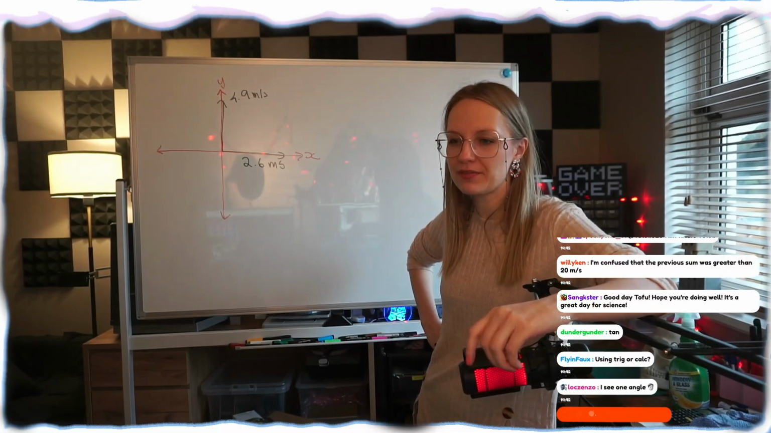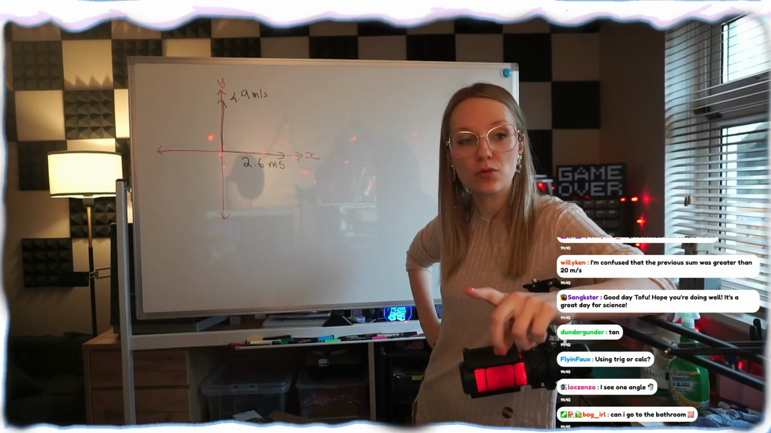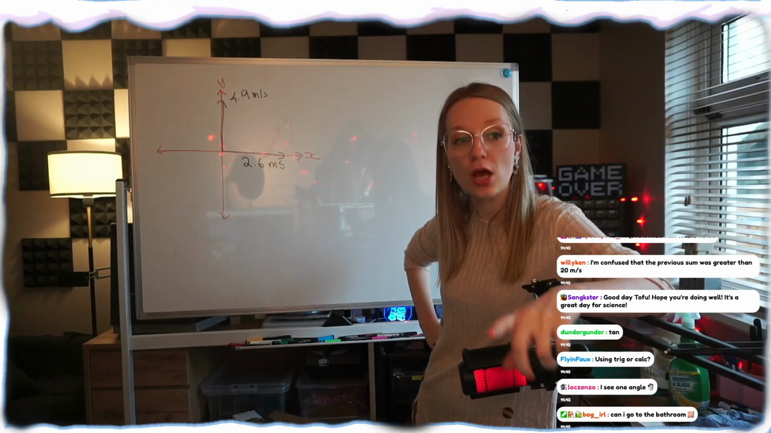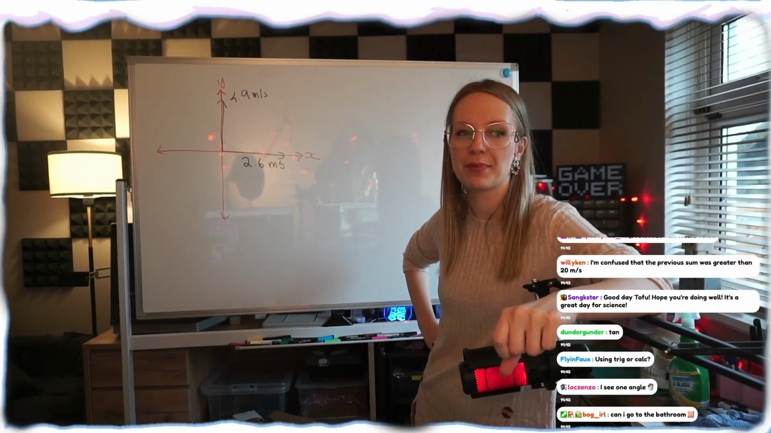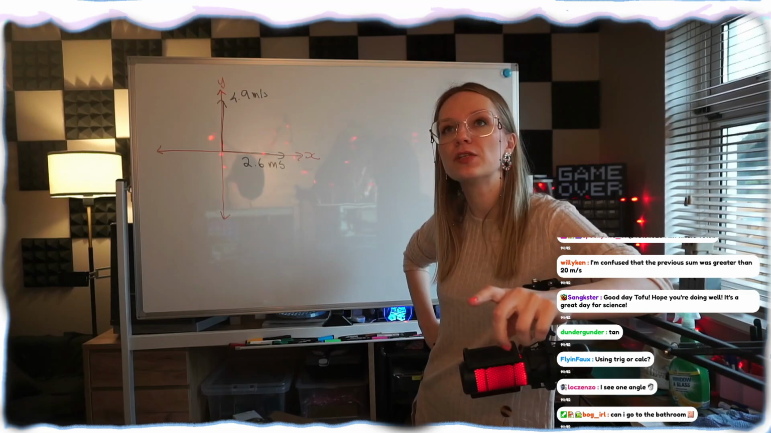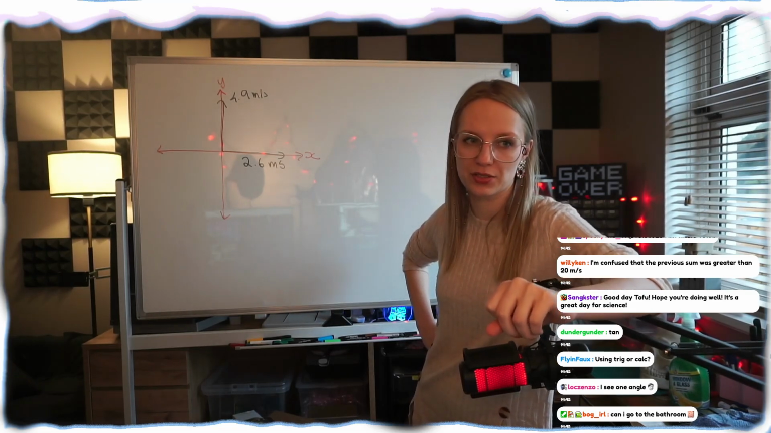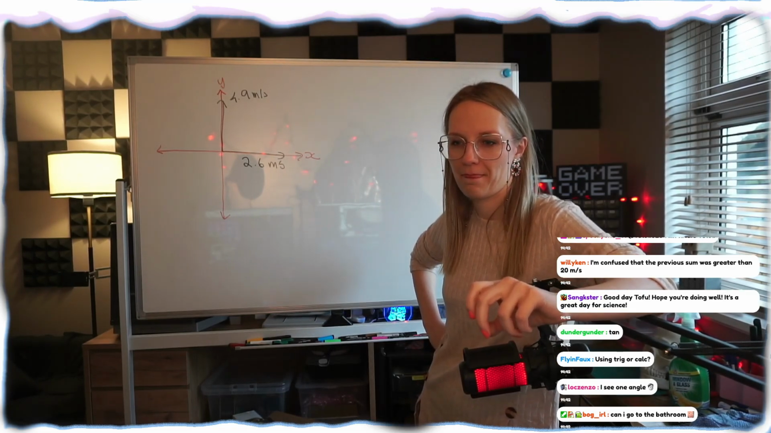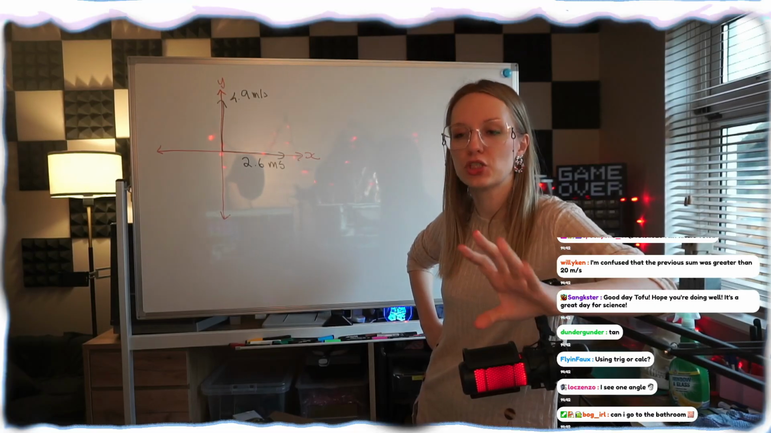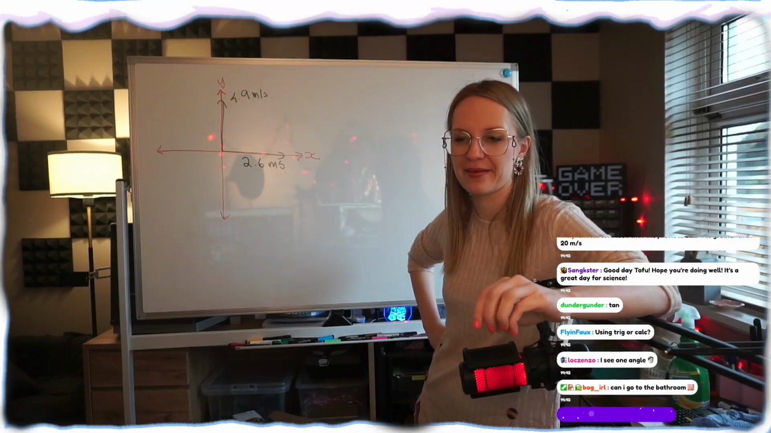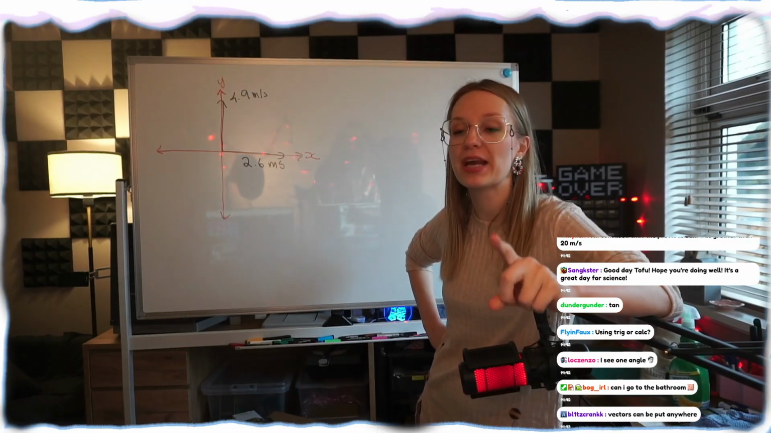I'm confused that the previous sum was greater than it. That's okay. It's okay if the sum of those two vectors is higher than the hypotenuse. But each individual vector has to be less than the hypotenuse. We're doing it via trig if we can. Vectors can be put anywhere.